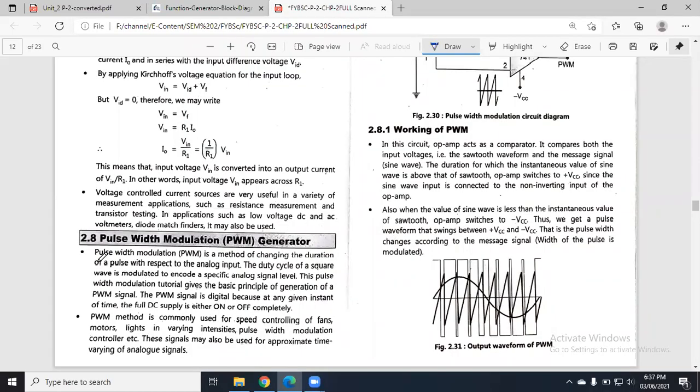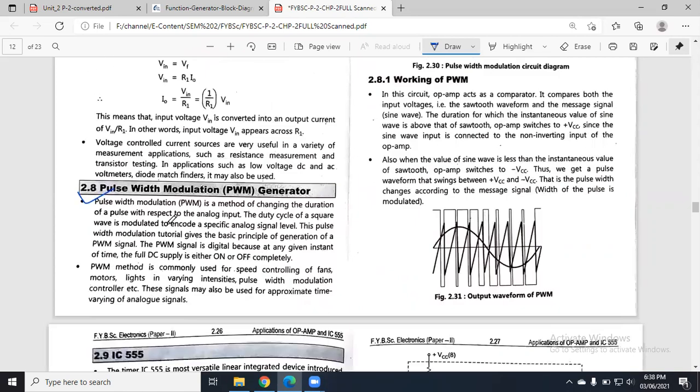The next thing we have is a pulse width modulation generator. If you are able to adjust the width of your pulse, then it is a very interesting thing. And how are we going to manage the width of the pulse? With the help of a pulse width modulation generator. What is this circuit going to do?